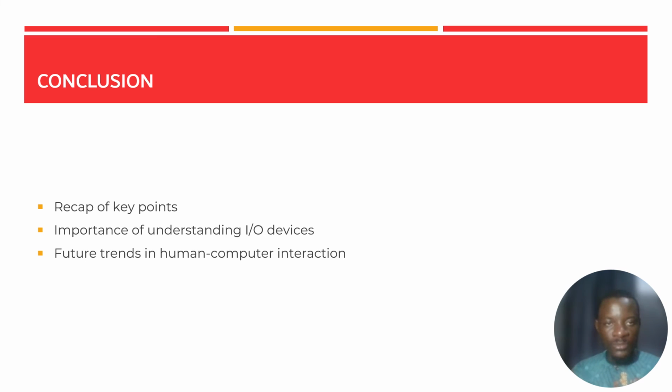To wrap up, we have covered the main categories of input and output devices: input, output, and storage. We have explored common connection interfaces. We also touched on emerging technologies. Understanding these devices is crucial for anyone working with computers, whether you are troubleshooting issues or selecting the right tool for the task. As technology advances, we can expect even more intuitive and immersive ways to connect with our computers.